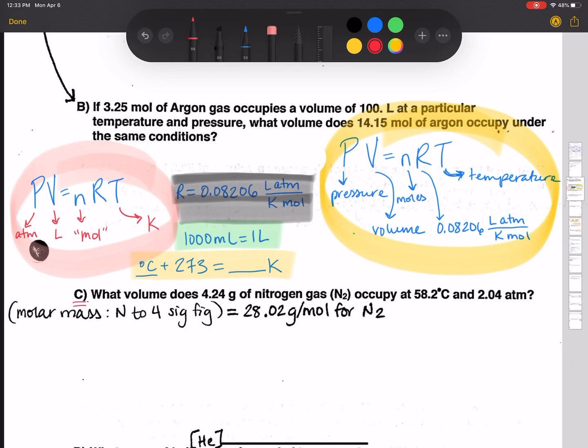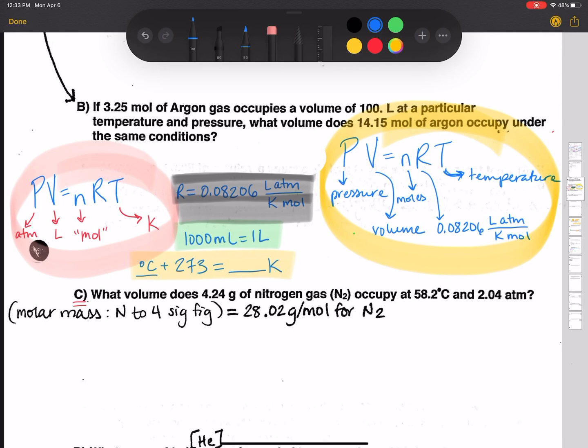Highlighted in gray, I have R, your constant, and remember this will always be provided for you, and I brought over two conversions that are going to be helpful for you to solve any problem for the ideal gas law. So the conversion between milliliters and liters, 1,000 milliliters always equal to 1 liter, and then going from Celsius to Kelvin. Okay, at this time, I'm going to start working through question C.